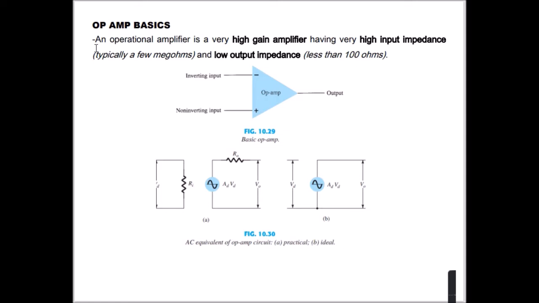Okay, so let's start. So an operational amplifier or op amp is a very high gain amplifier. High gain siya. Alam naman natin yung gain, di po ba? Pag high gain, ibig sabihin, like the output must be greater than the input, right? And it has a high input impedance. Typically, it's in a few mega ohms and low output impedance, less than 100 ohms.